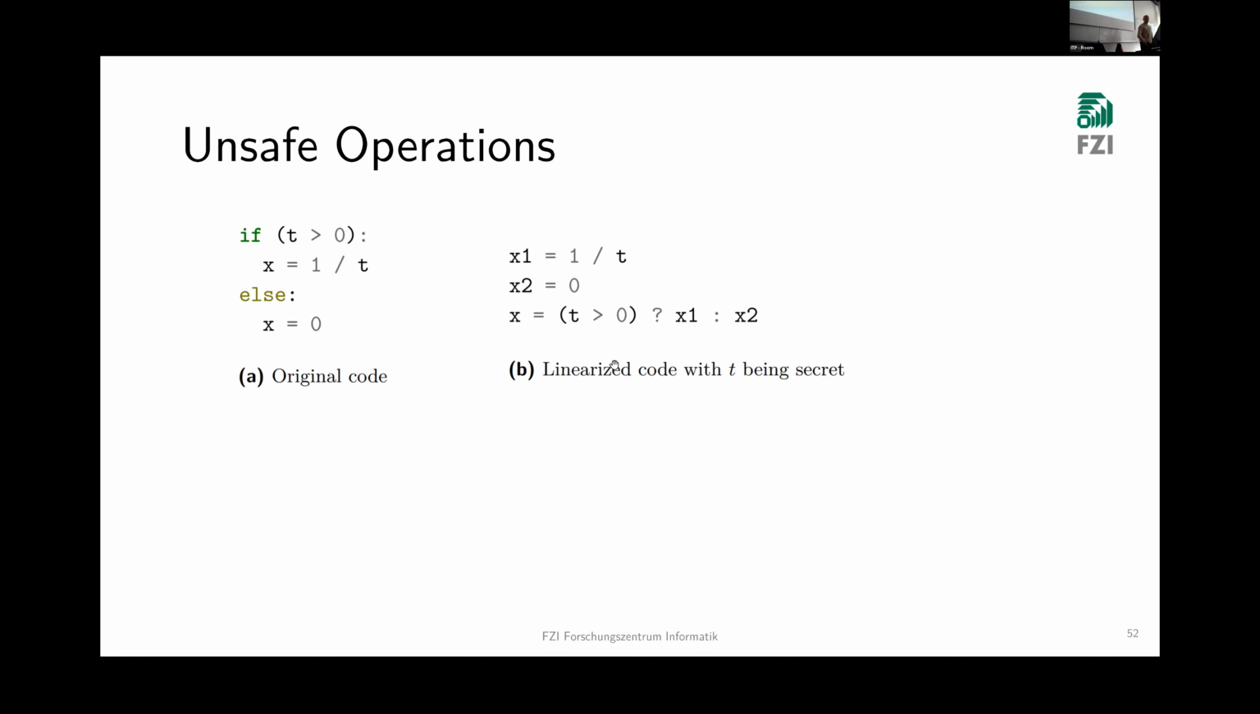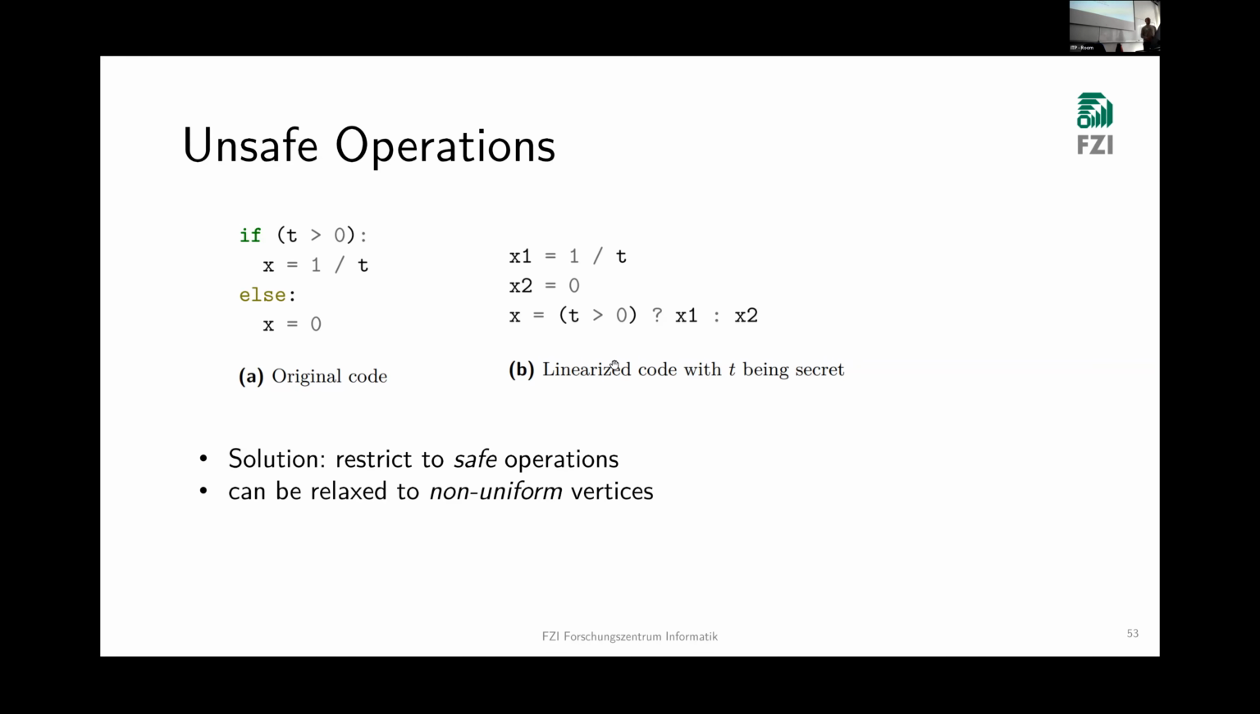So we chose to do a very simple thing. We just restrict ourselves only to safe operations. So we only allow safe operations in the program. A safe operation is one that will never crash and will also never introduce undefined behavior. But we don't have to be that restrictive. So actually, we can relax this restriction to the non-uniform vertices. Non-uniform vertices are all those that can be accessed during a detour. So we can show, yeah, for the vertices that are never active during a detour, we don't have to do this restriction.